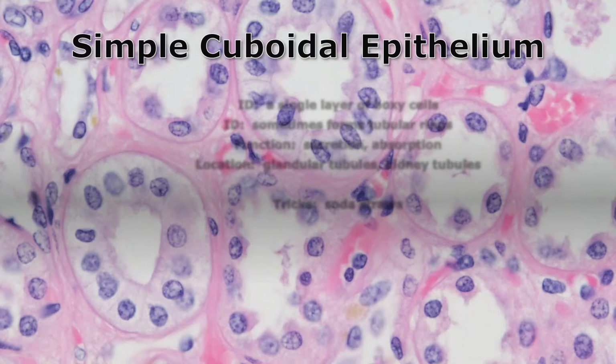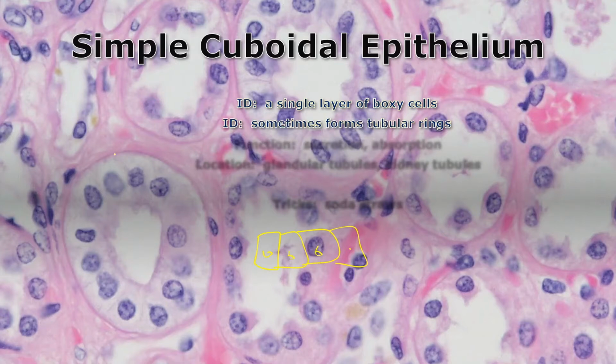Okay, simple cuboidal epithelium. Again, simple meaning one layer. Cuboidal, going to be boxy shaped cells. And again, if I could draw it, you'd draw a box and a box and a box and a box, and you have your simple cuboidal. But these often form rings. So we're going to find the single layer of boxy cells, but in almost every picture you see on standardized exams, they form these tubular rings.